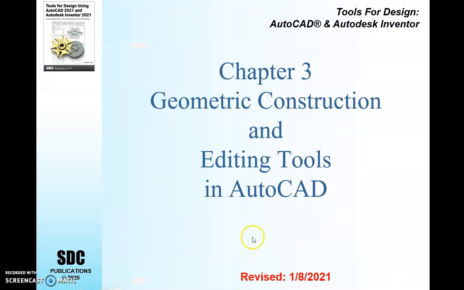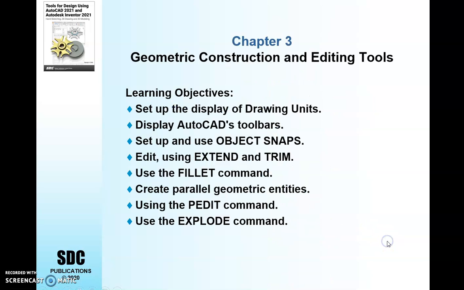Now we're ready for chapter 3, and we're going to talk about some geometric construction techniques that he'll show you how to do just in general, and some more editing tools. Pay particular attention to what units you're drawing in, and he'll show you again in this chapter, as I did before, how to set those. We're going to use object snaps again.